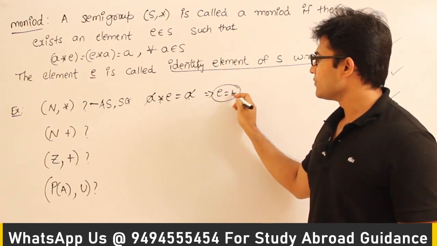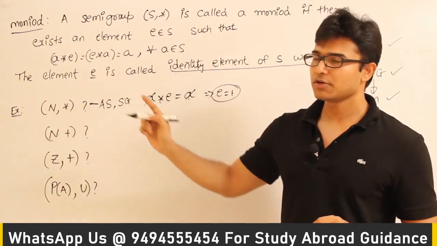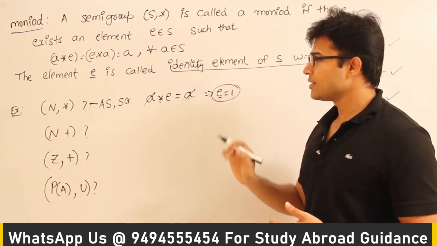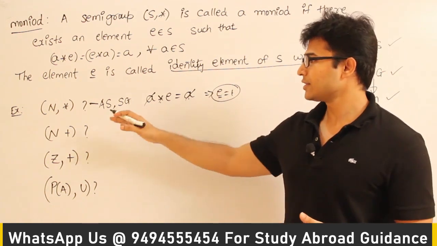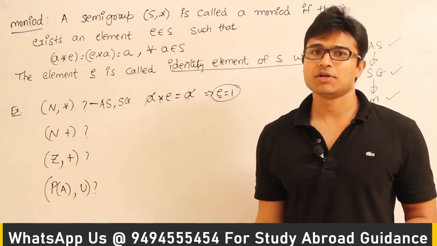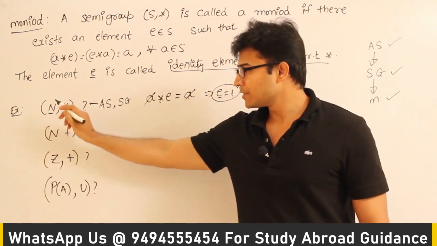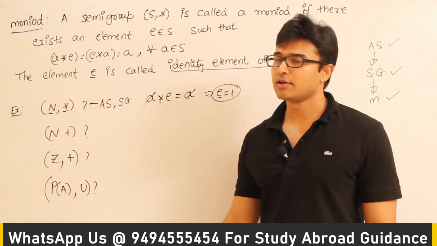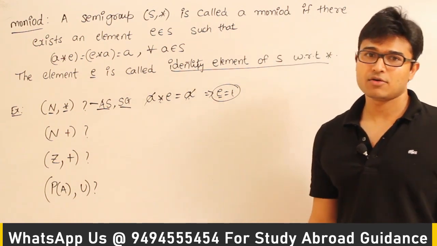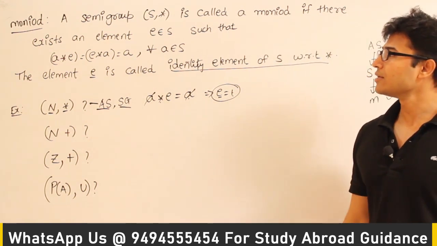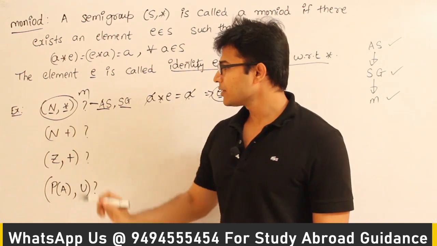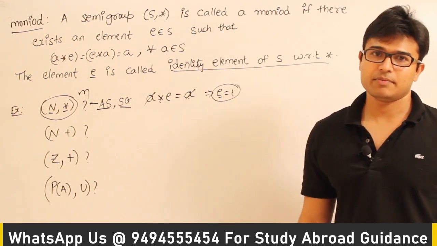Yes. Therefore, since the element 1 is present in the natural numbers, I can say that 1 is going to act as the identity element, and then we can say that this particular set is monoid with respect to that operation. Since 1 belongs to the natural numbers, we can say that the set of natural numbers with respect to multiplication is monoid, because it is an algebraic structure and a semi-group, and now we are able to find the identity. Therefore it is monoid.